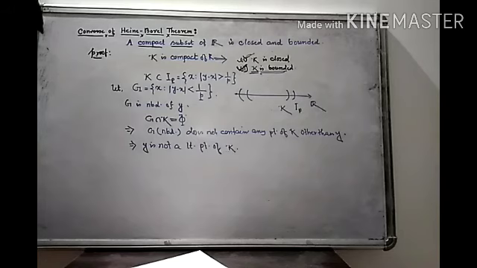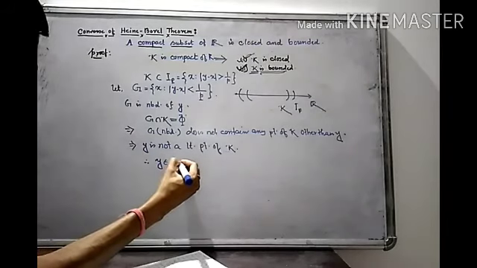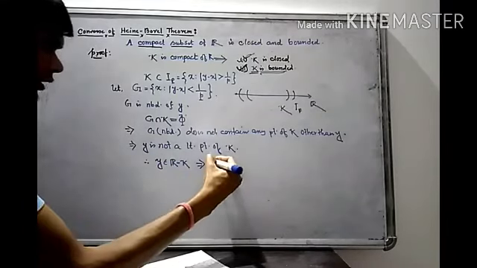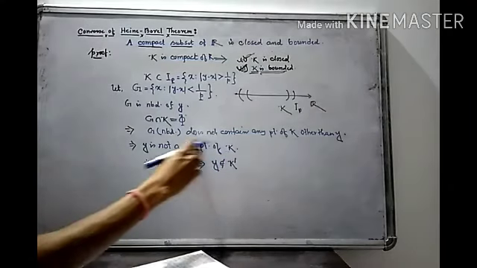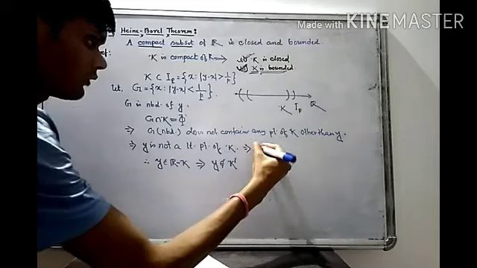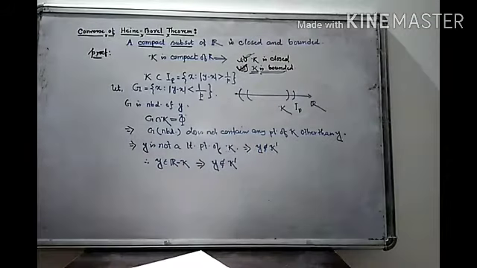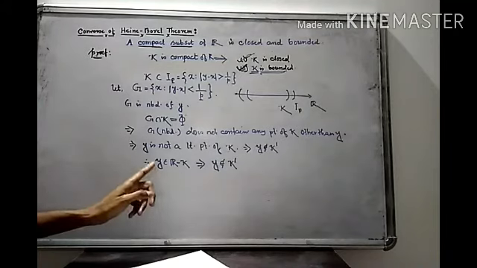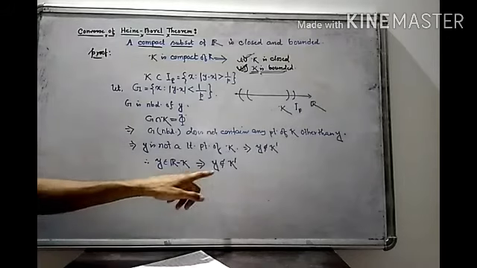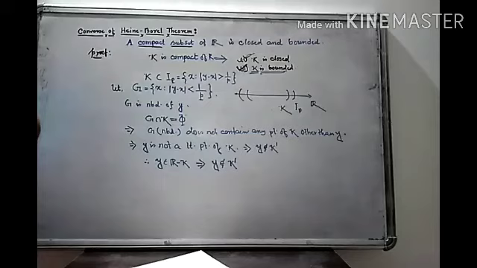So if y is not a limit point of K, then what happened? Now look, y is taken from R minus K, and from here we are getting that y is not a limit point of K. That means definitely you can say y does not belong to the derived set of K. That is, y is taken from this, which implies y does not belong to K prime, the derived set of K.